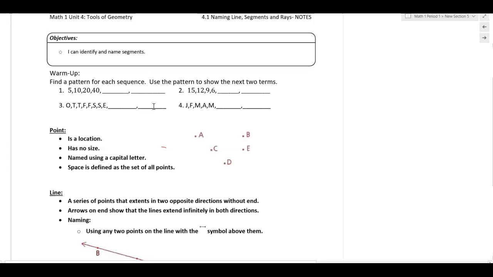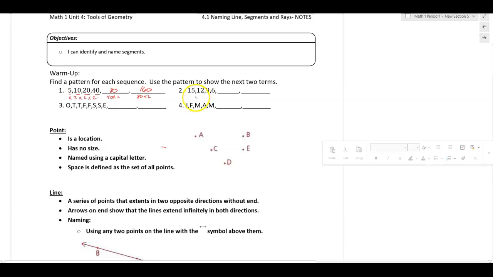So when we look at number 1, number 1 is a pattern, and if I go from 5 to 10 to 20 to 40, what do I see is happening each time? I am multiplying by 2 each time. So to find the next term in the sequence, 40 times 2 would be 80. And then the next one would be 80 times 2, which is 160.